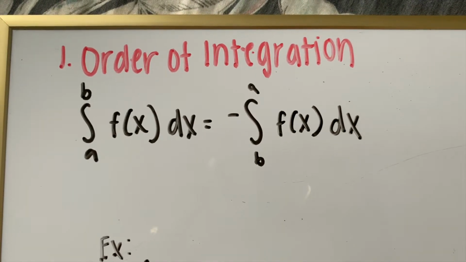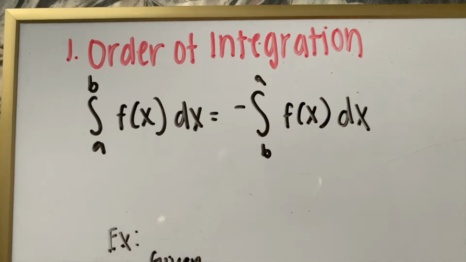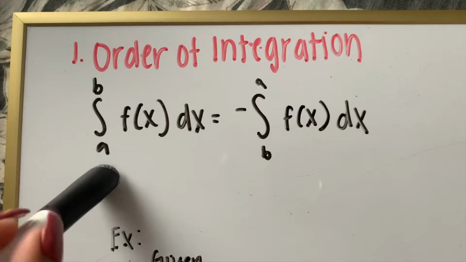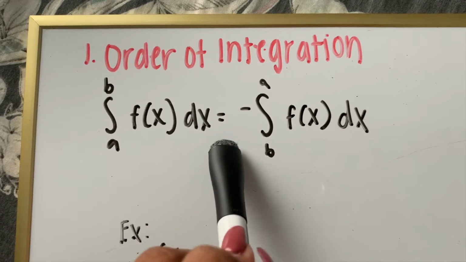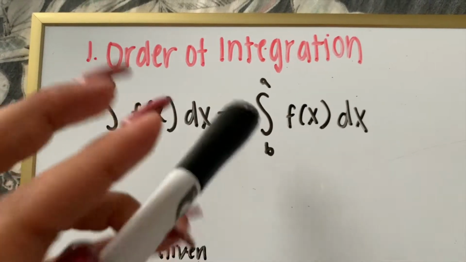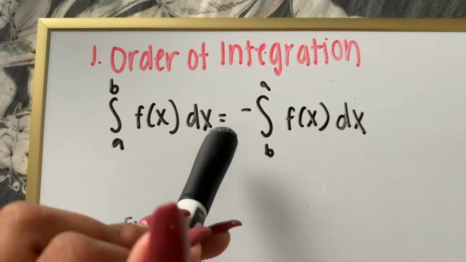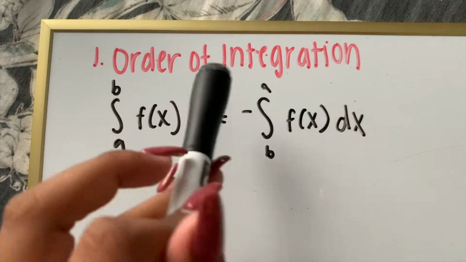What this rule is basically saying is that whatever the integral from a to b of f(x) equals is the same answer as when you flip your start point and end point, except it's going to be a negative.